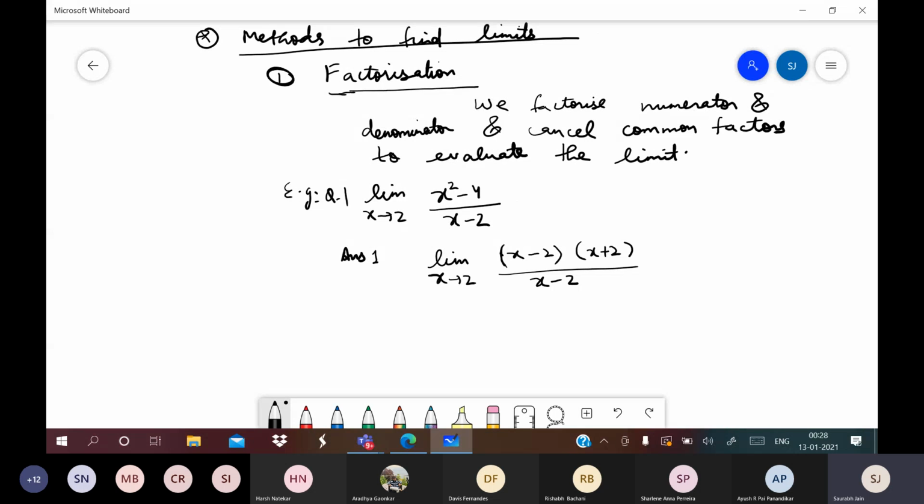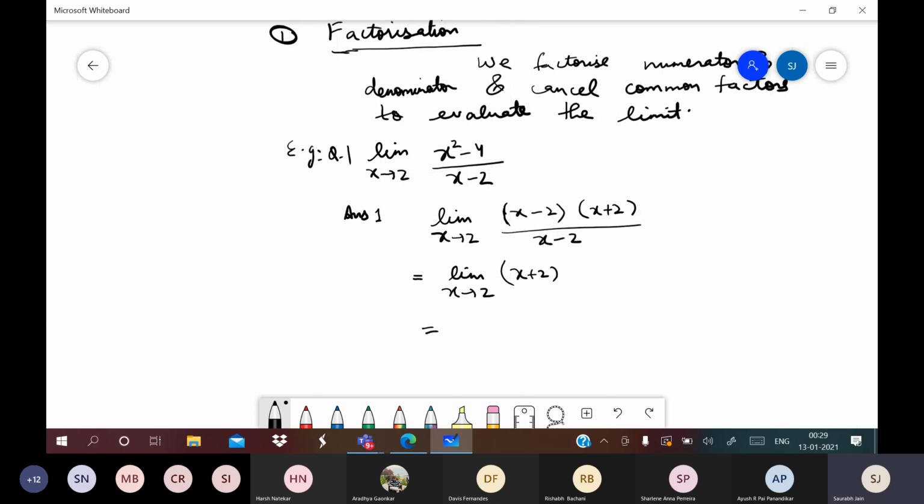So when you cancel it, you will be left with x plus 2. Now try to understand, no need of finding LHL and RHL here. It will be a wastage of time. If you write 2 plus h or you write 2 minus h, ultimately in both of these you are going to get 4. So that can be achieved directly as well. How to read this thing? When x is tending to 2, what about x plus 2? It will tend to 4.